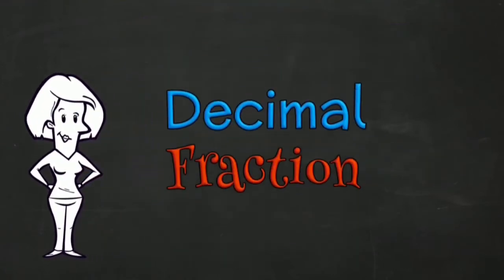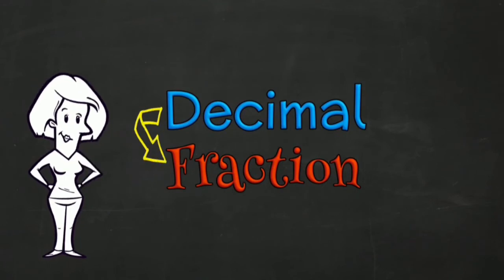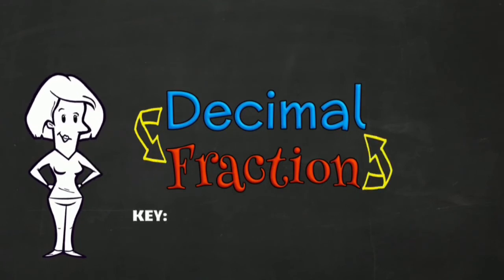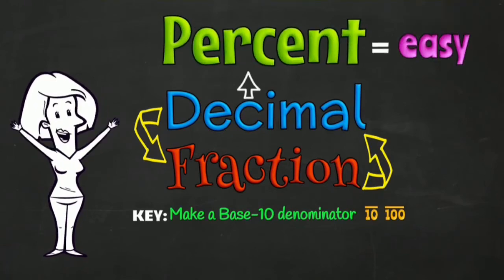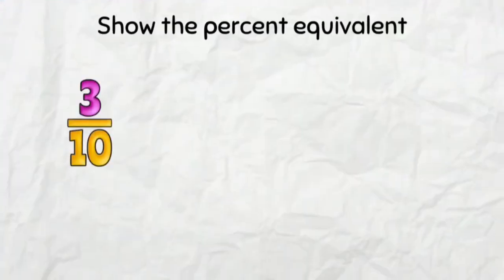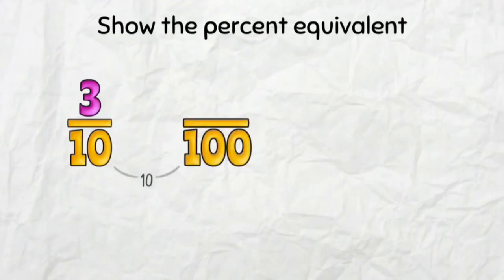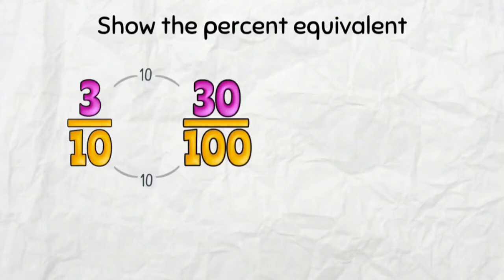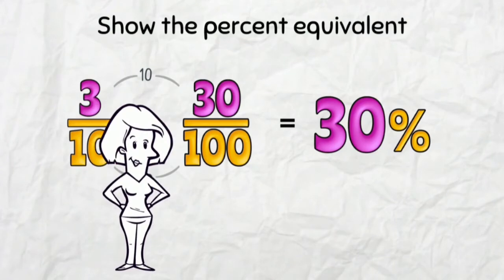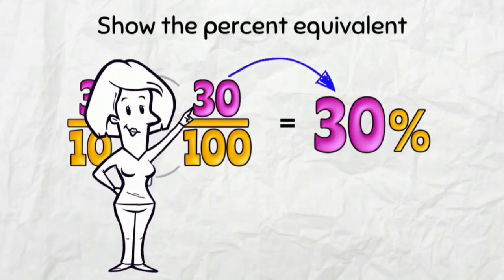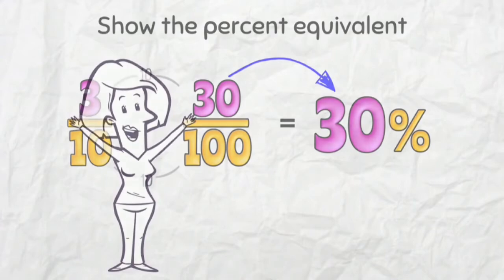Now let's recall decimals can be changed to fractions and fractions back to decimals, right? In this case we are trying to make the denominator 100 or multiples of 10. For example, we have 3 over 10. The denominator is 10, so we need to multiply it by 10 to get 100. The same thing with 3, we get 30 over 100. That is 30%. So 3 over 10 is the same thing as 30%.